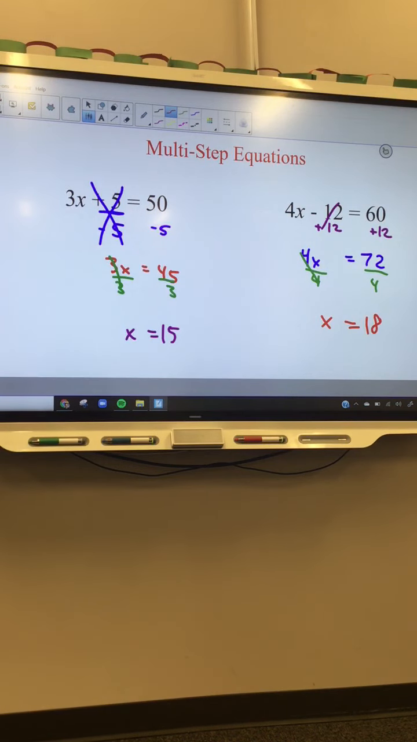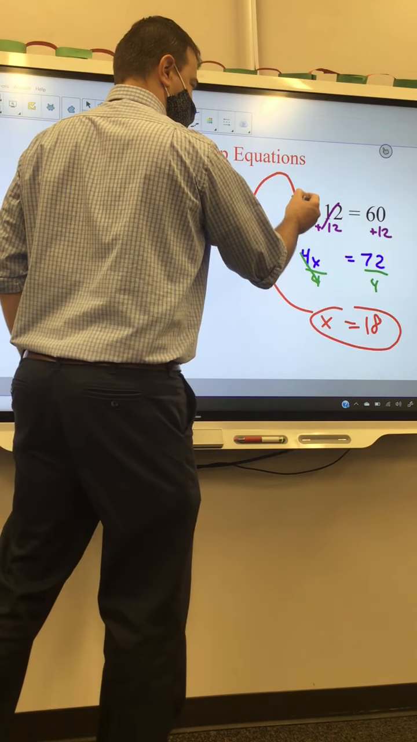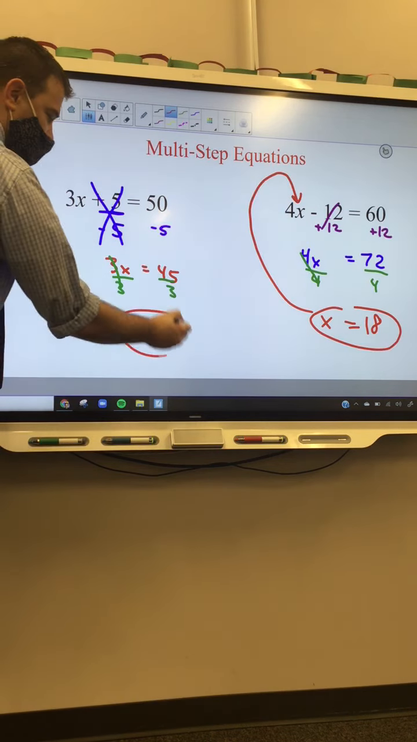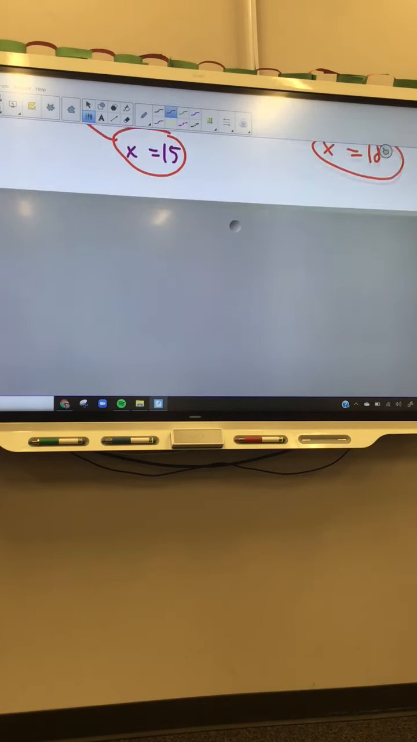Yay, we're done. Okay, and again, with all of these, you can always double check. Is x really 18, or did I goof something up? Take x and plug it back into this. 4 times 18 minus 12, does it really equal 60? Then I did it right. Same thing over here. We got 15, plug it back in. Is 3 times 15 plus 5 really 50? Then we're good. Cool? All right, you guys can try some on your own.